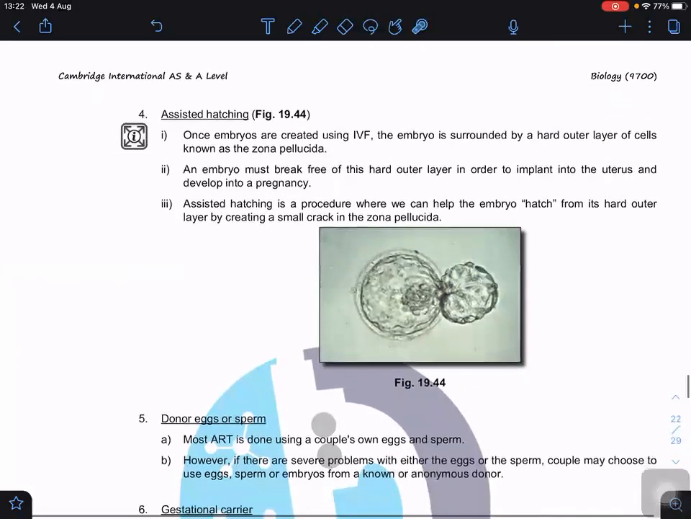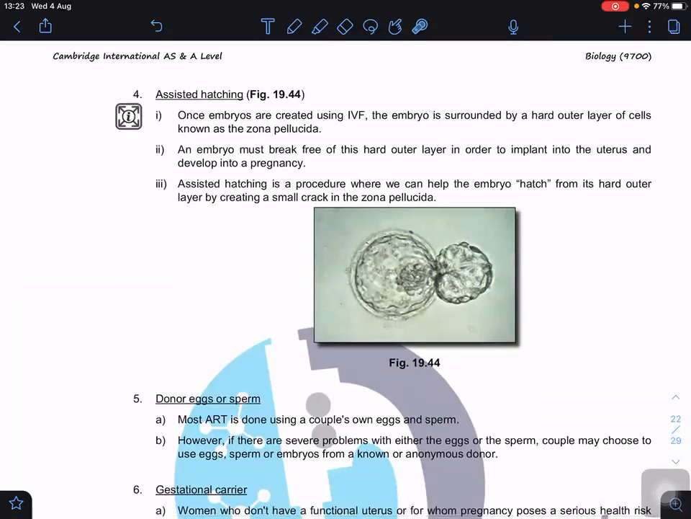Second, we look at what we call assisted hatching, which is not in our syllabus. Once embryos are created using IVF, the embryo is surrounded by the hard outer layer of the cell known as the zona pellucida. Can you see that? The embryo must break free from this hard outer layer in order to be implanted into the uterus. Correct or not? But the problem here is sometimes they won't be able to have this hatching process to free the embryo. You can see that these are embryos, but they are surrounded by this.